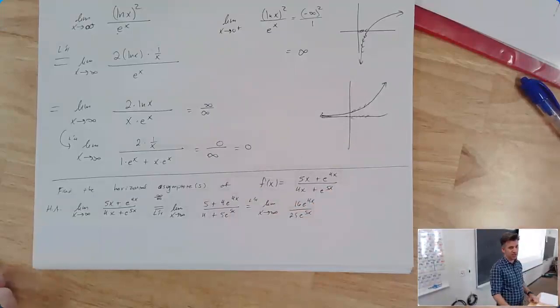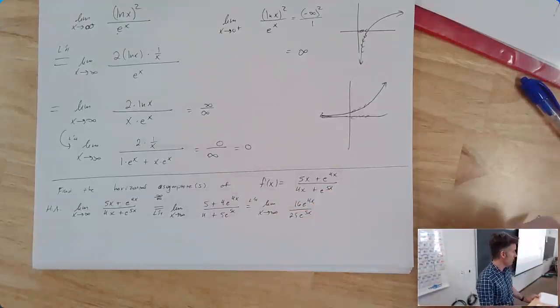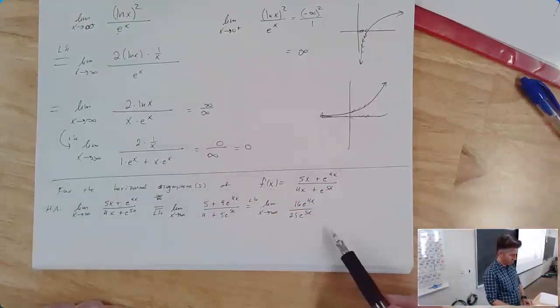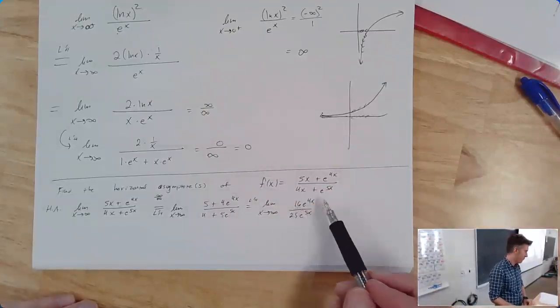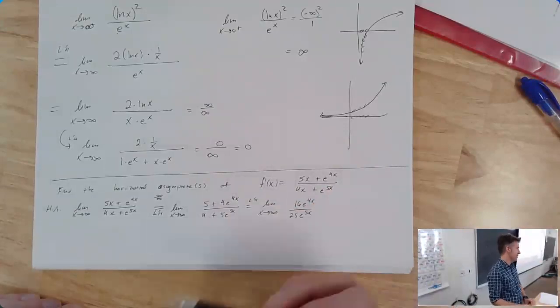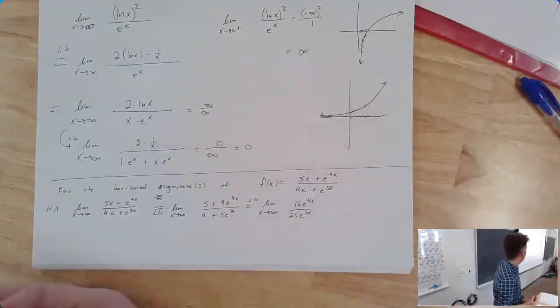And at this stage, we can probably see that if we keep doing L'Hopital's rule, we're just going to keep getting infinity over infinity. We're going to get another 16 times 4 over 25 times 5 times another 4 times another 5 and so on and so on and so on. So here is where we have to simplify.